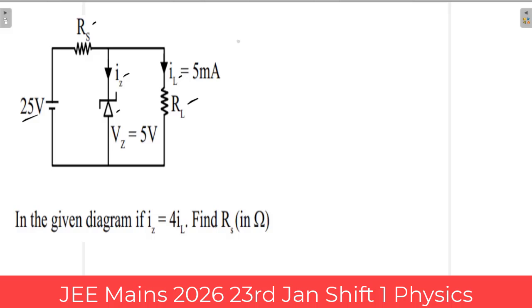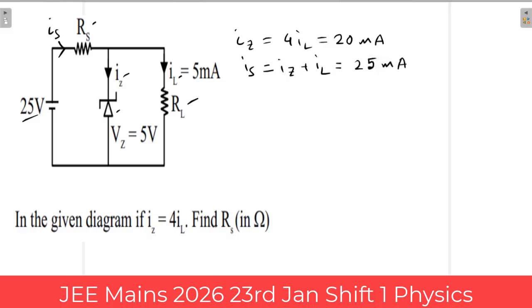Now here it is given IZ is equal to 4 IL. So IL is 5 milliampere, that is 5 into 4 is 20 milliampere. So the total current through RS, that is IS, is divided in two parts, IZ plus IL. So 20 plus 5, that is 25 milliampere. So the total current is 25 milliampere. 20 milliampere is flowing through the Zener diode and 5 milliampere is flowing through the load resistance RL.